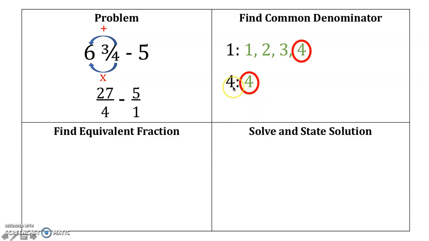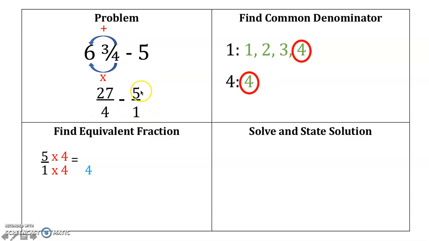And then I need to find a common denominator. Now, 1 is the easiest multiple ever to count up by. 1, 2, 3, 4. We see that 4 and 4 are a match as our common denominators. Next step, we need to make equivalent fractions that have a denominator of 4. Now, lucky us, 27/4 has a denominator of 4, so we don't need to transform it into an equivalent fraction.